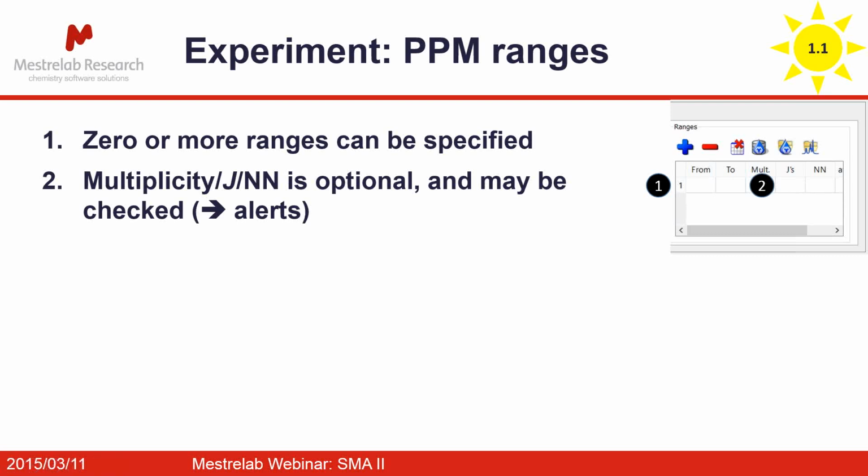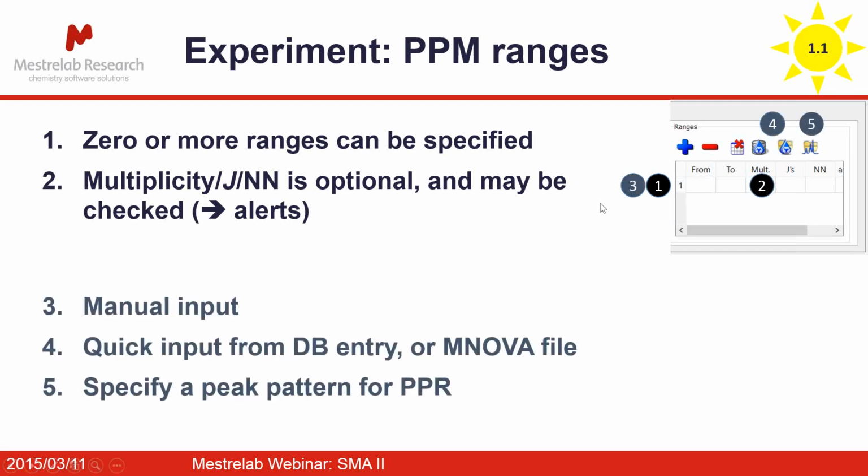And if you do so, then you can have access to the alerts. So if you say, well, I'm expecting a J of 7 Hertz, and it finds a J of 9 Hertz, then an alert will be shown and say the wrong J is found, and then you can go and look and see why that's a problem. And you can set the thresholds for these alerts, and you can set whether or not they are checked.